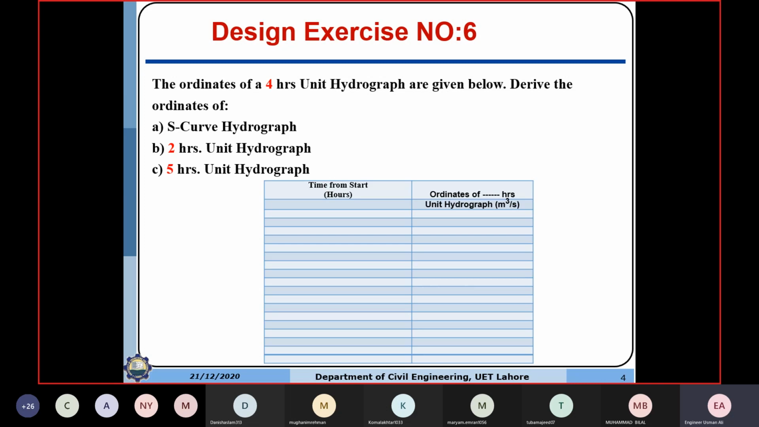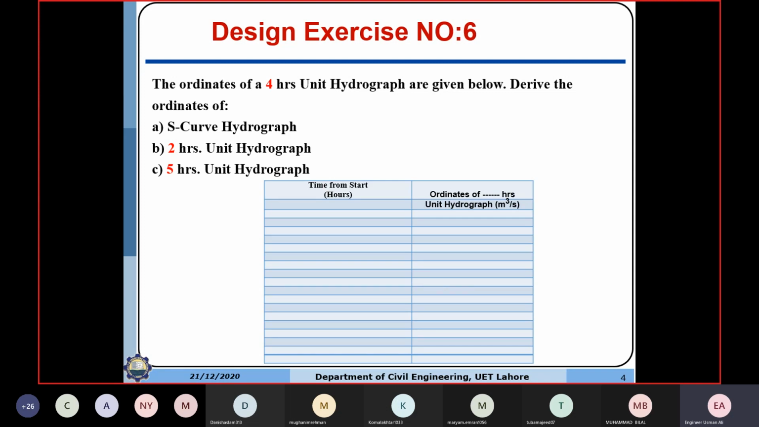So that is an easier option. So this design is related with the conversion of duration of unit hydrograph from one to other. For this we have a very famous technique called the S-curve technique or S-curve hydrograph that is to be used in this design. So let me come to design exercise number 6.